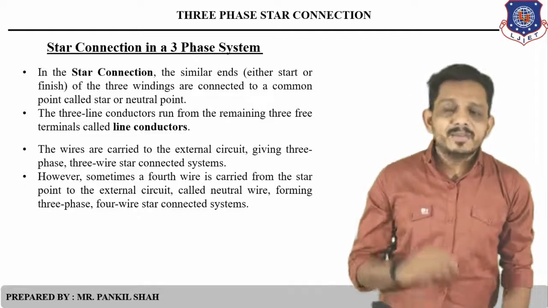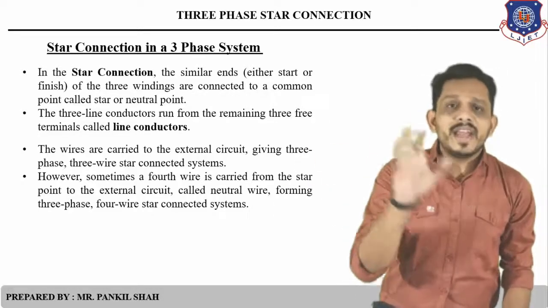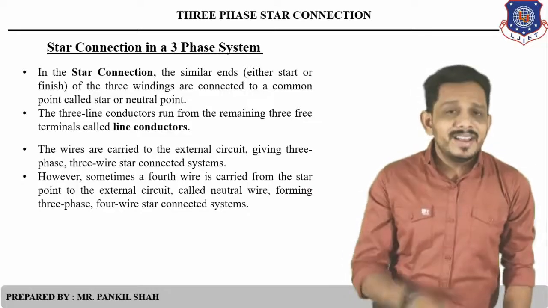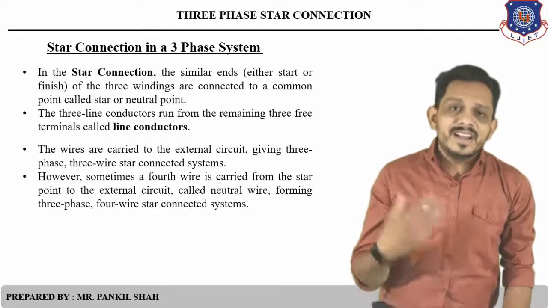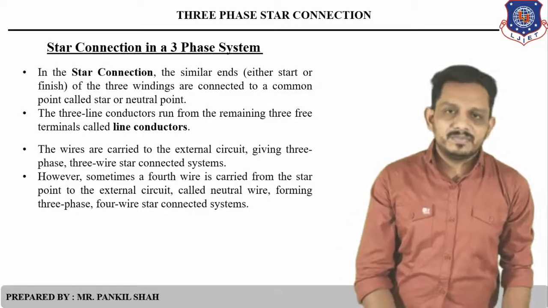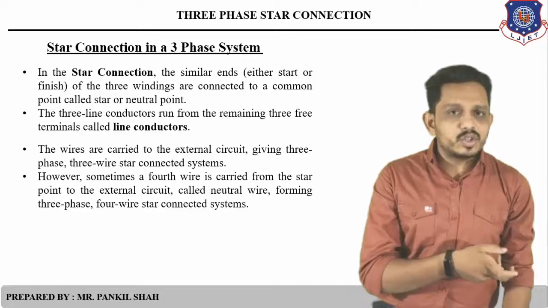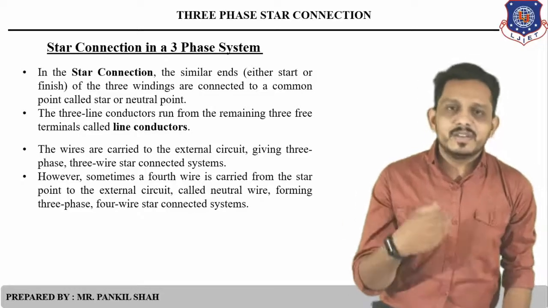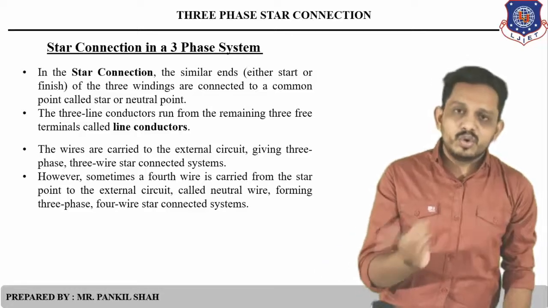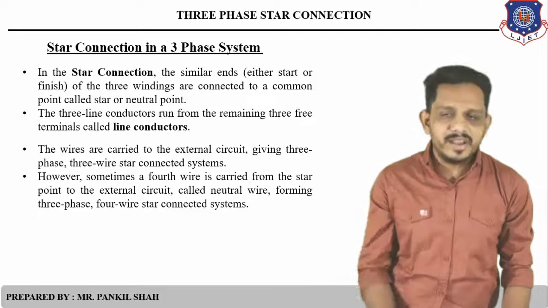However, sometimes a fourth wire is also carried out from this star connection, and that is nothing but the neutral wire. Then in that case, you can say that this is a three-phase, four-wire star-connected system. So if you are taking neutral also in this connection, then it is a four-wire system. And if you are not taking neutral in source to load connection, then it is a three-phase, three-wire system.